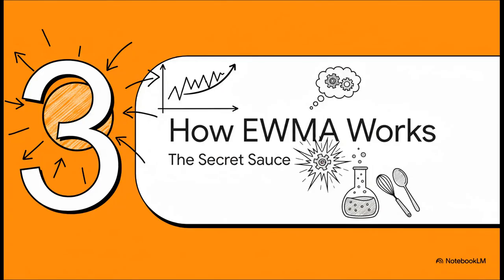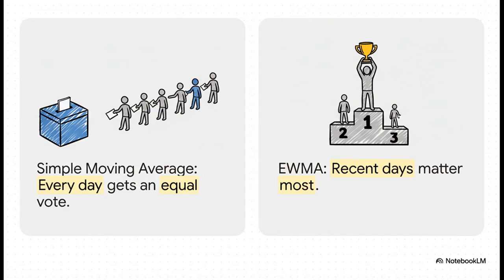Okay, so how does it do that? What's the secret sauce that makes the EWMA so much quicker on the draw? Let's peel back the curtain and see how this thing actually works. I love this slide because it gets right to the heart of it. The SMA is democratic, right? Every single day gets an equal vote. But the EWMA is more like a meritocracy. The most recent days get the most say because, let's be honest, they're the most relevant to what's happening now.